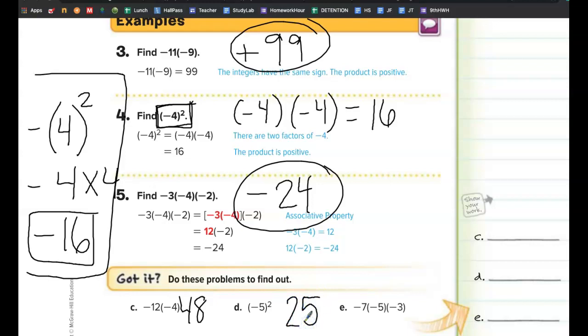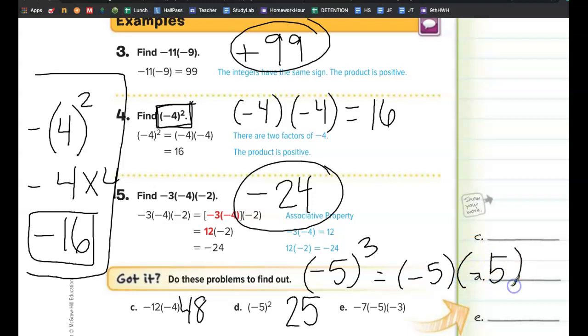What if this would have said negative 5 to the third power? It'd be 25 times 5. Would it be positive or negative? It would be negative, because this would be negative 25 times negative 5, which is an odd number of negatives, so we know it's going to be negative 125. That wasn't the problem in the book, it was just an example.